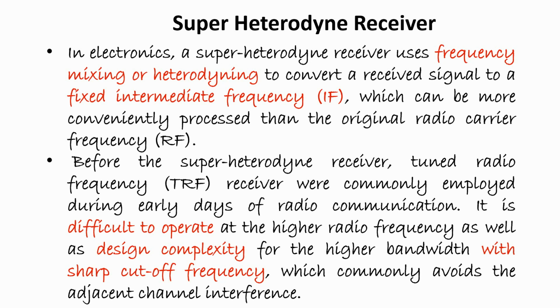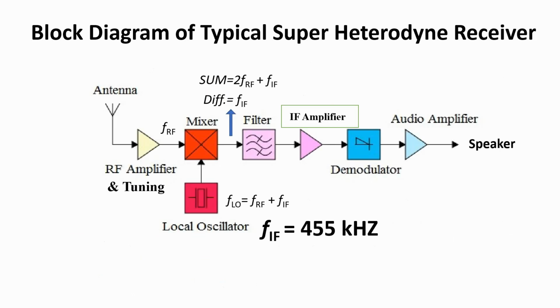So there was the problem of adjacent channel interference, meaning the neighboring channels create interference with the original channel frequency components. So let's see the block diagram of a typical super heterodyne receiver.